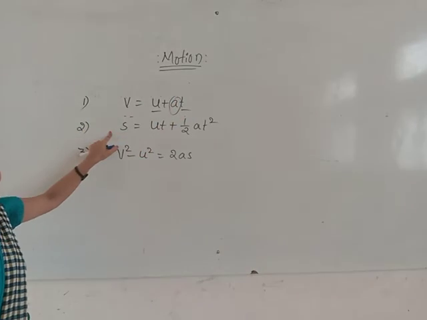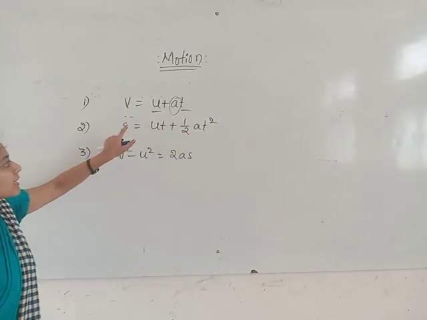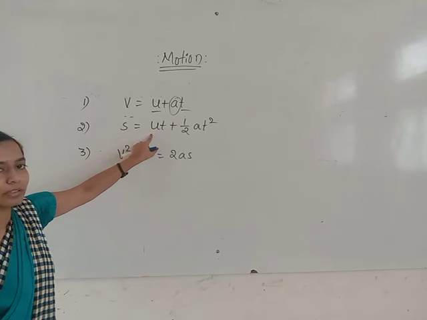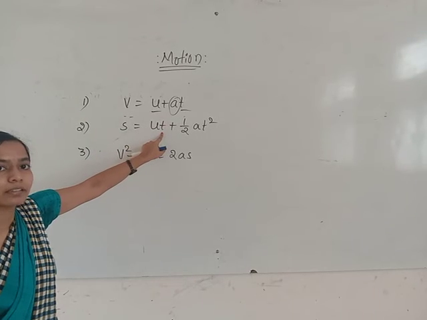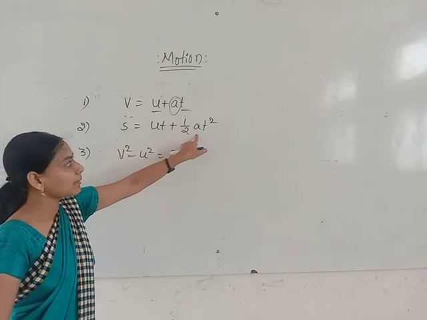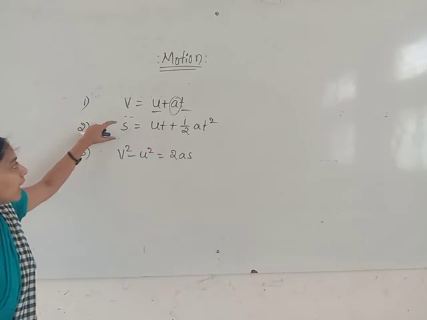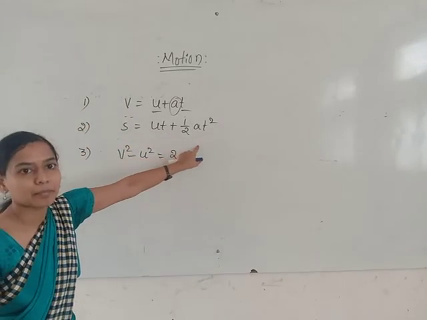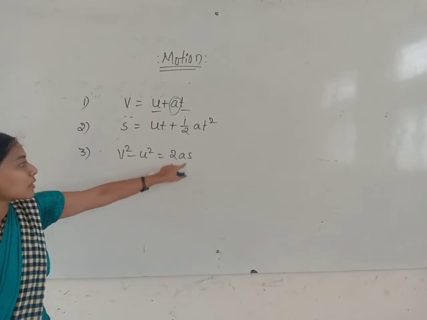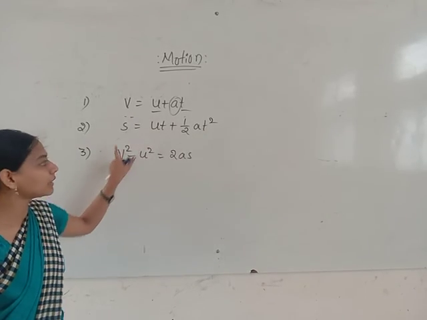In the second equation, S = UT + 1/2 AT², S means distance, U is initial velocity, T is time, half is a constant, A is acceleration. This gives the relation between distance, velocity and time. The last one, V² - U² = 2AS, gives the relation between the velocities and the distance. Here time does not come in.